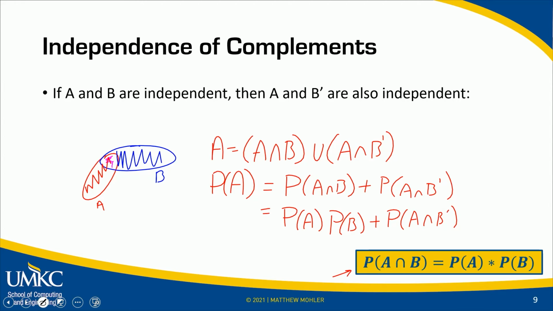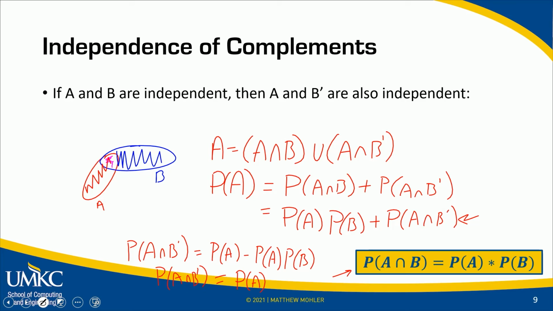Now, if we look at this a little bit differently, we can rearrange some terms and say that the probability of A intersected with B complement, this term over here, is equal to the probability of A minus the probability of A times the probability of B. And you may look at this and say, okay, factor out the probability of A. So we now have that the probability of A intersected with B complement is equal to the probability of A times 1 minus the probability of B.